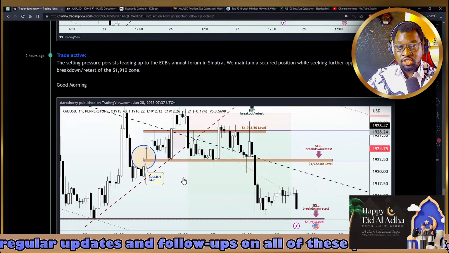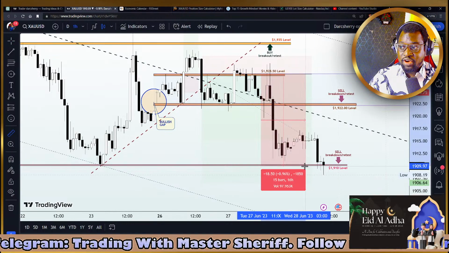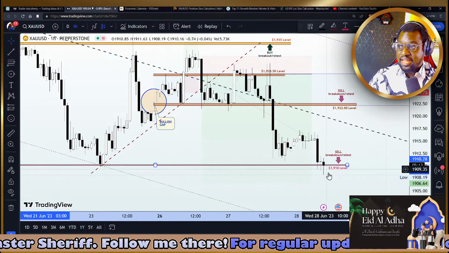So we maintain a secure position while seeking further opportunities at a potential breakdown retest of the 1,910 level. Going back into the live chat, this is what we were talking about here. Price action since yesterday has moved over from the 1,928, over 180 pips in our favor. The second position here has moved over how many pips now? 120 pips in our favor, while the third position here is currently running at break even at this particular point in time.